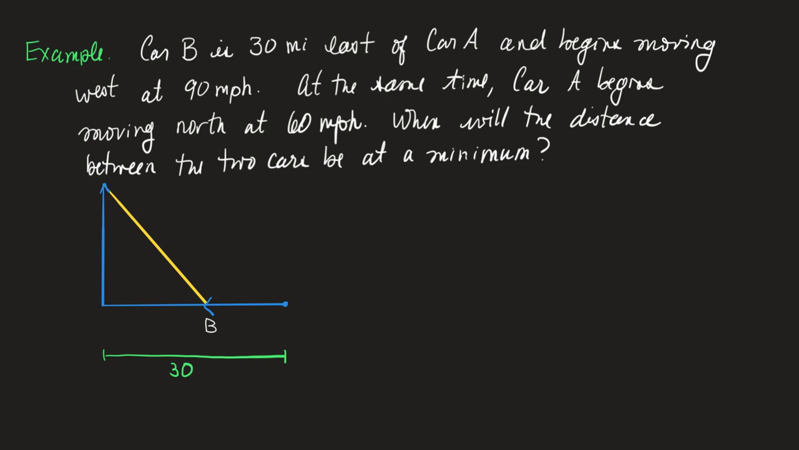And then at the same time, that car which started out here starts moving north at 60 miles per hour, and that's car A. So let's say at time t that car A is right there. And we would like to minimize the distance between the two cars. That's this distance here. Now I can see that I've got a right-angled triangle. So it would be good if I could represent this distance and this distance.